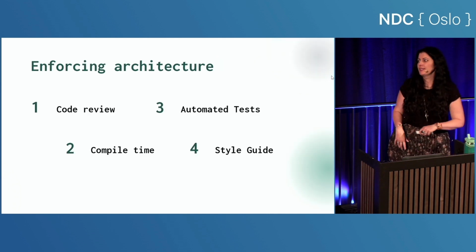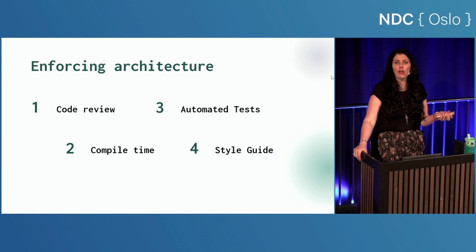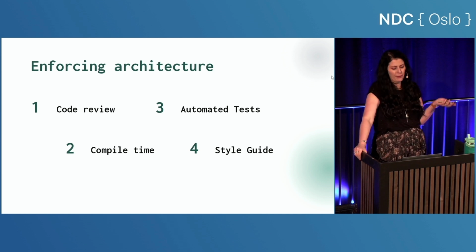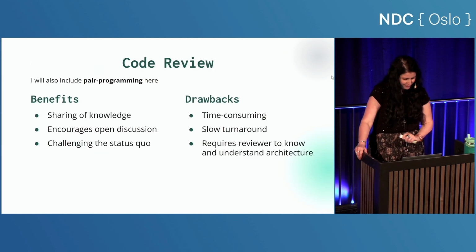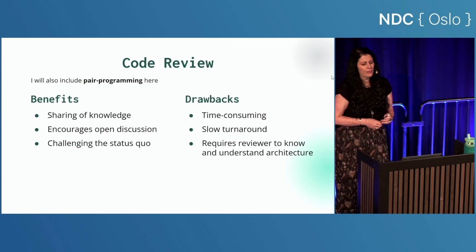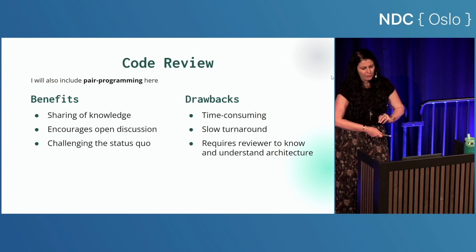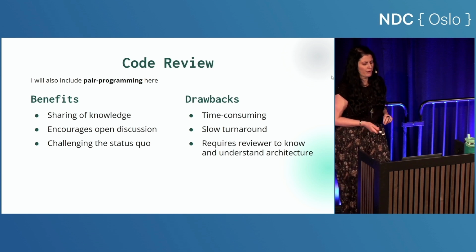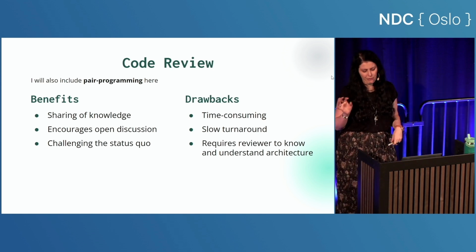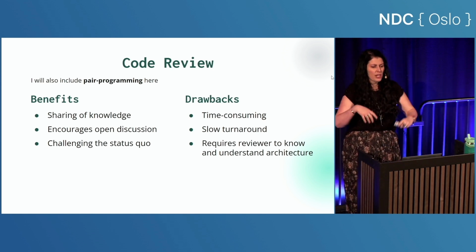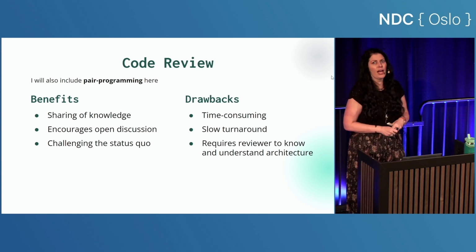There are several ways that you can enforce architecture. We're going to look at these. So we've got code review, compile time, automated tests, and a style guide. Code review, I'm going to include pair programming here. There are issues with pair programming in this context. I love pair programming. I think it's super effective. It's a great way of sharing knowledge and challenging the status quo.